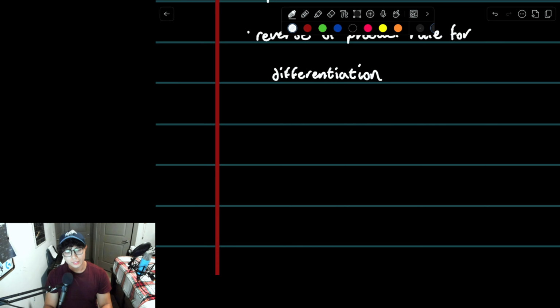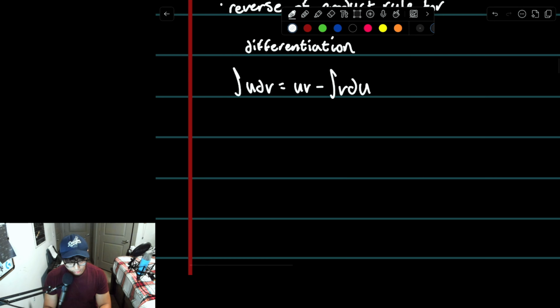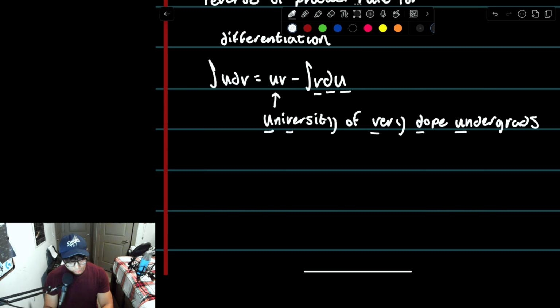Now the formula for integration by parts is the integral of u dv equals uv minus the integral of v du. And you will have to memorize this equation, and it's not too hard. I just like to think of it as the university of very dope undergrads, which is uv for university and uv, and then very dope undergrads for v du. Now you will have to memorize the minus as well as the integral, but I feel like that's fairly easy.